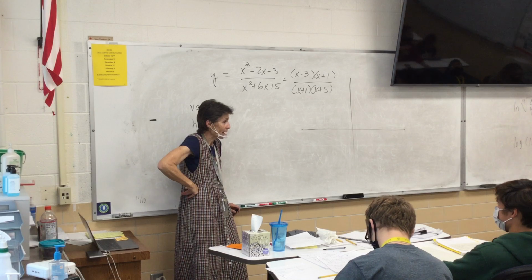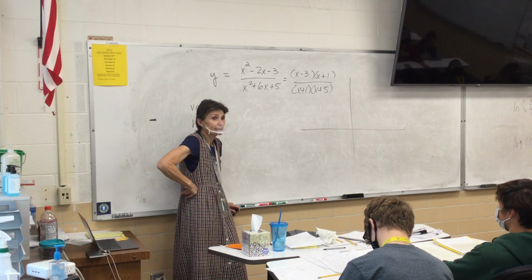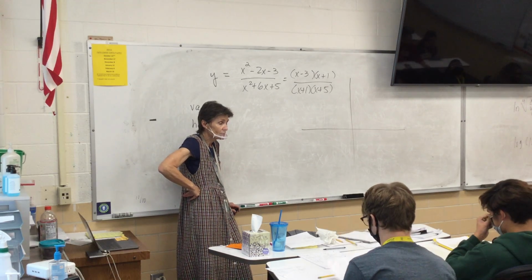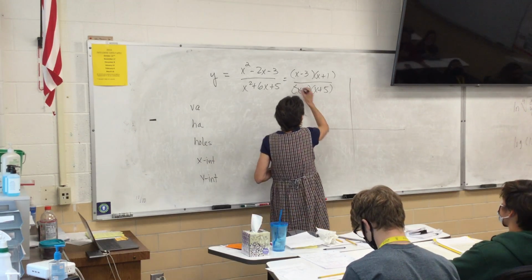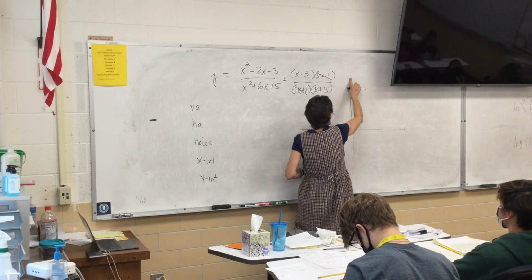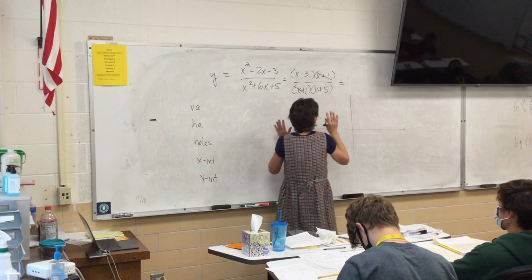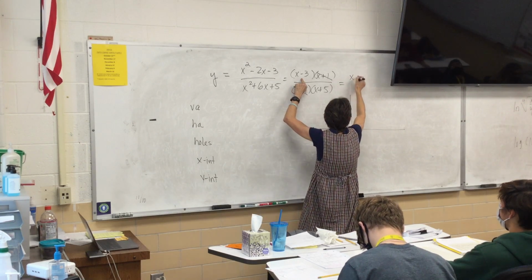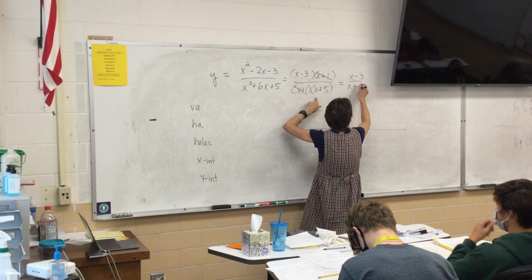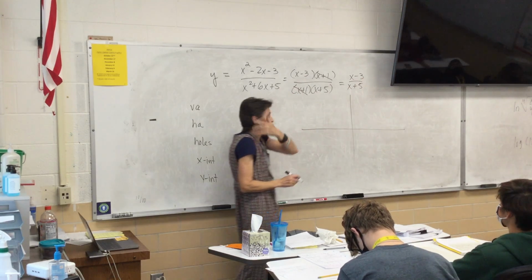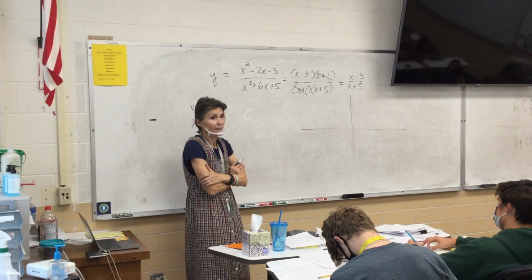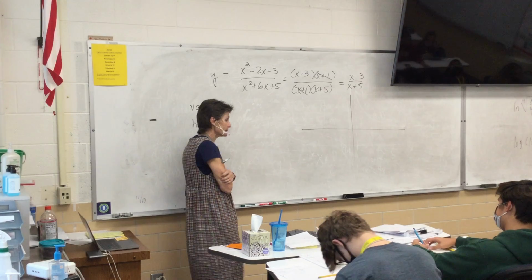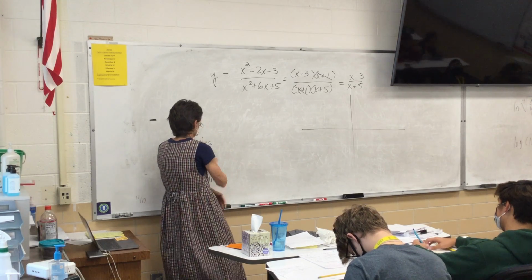Okay, now what happens? We can cancel. So we will do that. And we're going to have a hole. And I'm going to go ahead and do one more equals here. X minus 3 over X plus 5. And that is what I'm going to graph now. Right? Okay. Now, Sean says we're going to have a hole.